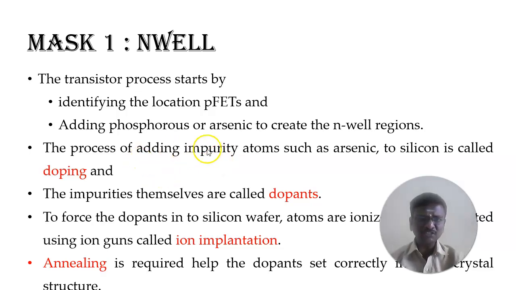Actually, the process of adding impurity atoms such as arsenic, antimony or phosphorus into the silicon is called doping. So this is the meaning of doping. The impurities themselves are called dopants. Annealing is also required to help the dopants set correctly into the crystal structure. Annealing means heating. Here we are performing ion implantation.